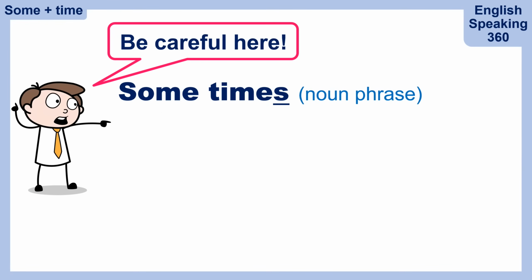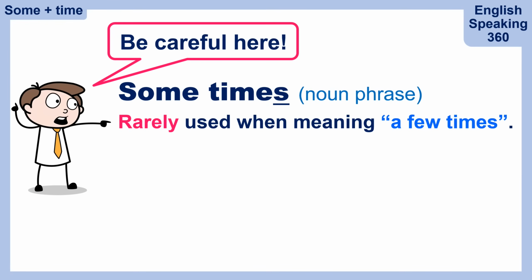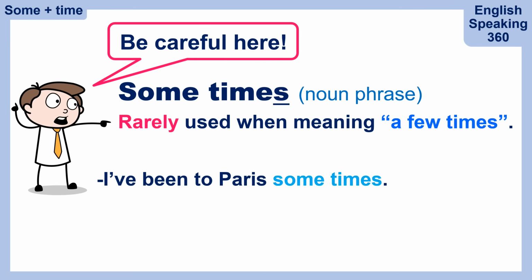Be careful here. Sometimes is rarely used when meaning a few times. Let me give you an example. I've been to Paris sometimes. In this case, we wouldn't say sometimes. We would say a few times. Nobody would say, I've been to Paris sometimes. I've been to Paris a few times. I've been to Paris several times.